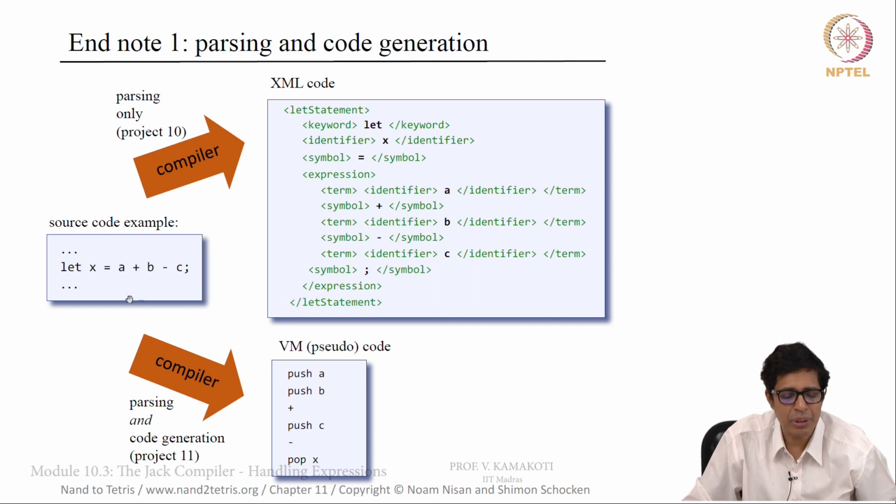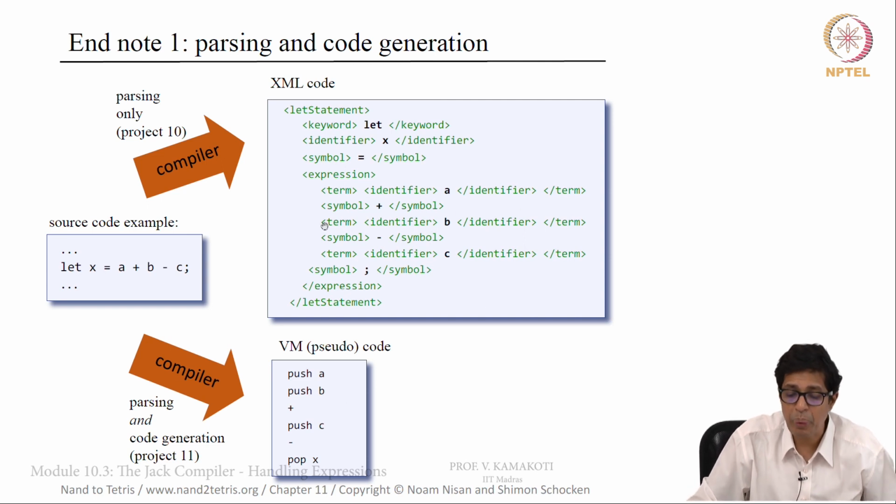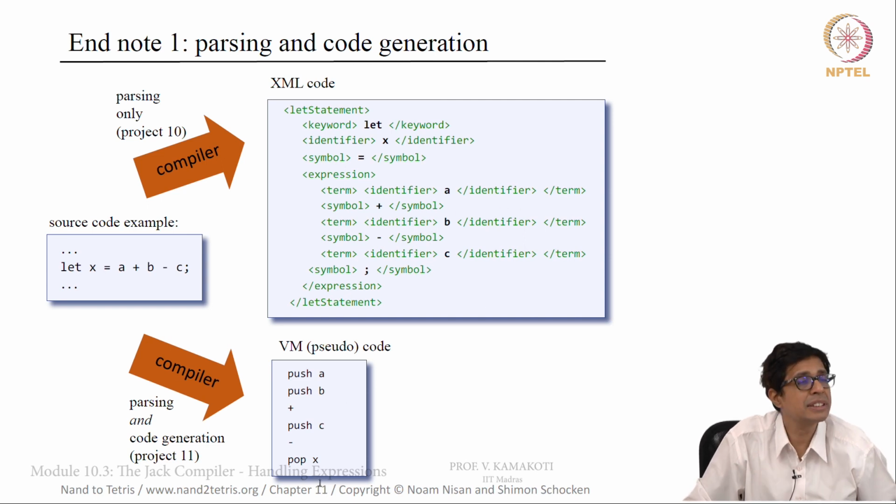So x is equal to a plus b minus c, this was the source, and this is the XML code you wanted, and from this XML code we need to get this particular pseudocode. Okay, so what happened in project 10 was this x is equal to a plus b plus c got converted to this, and in the case of this current project, we need to parse this XML code and get this VM code.